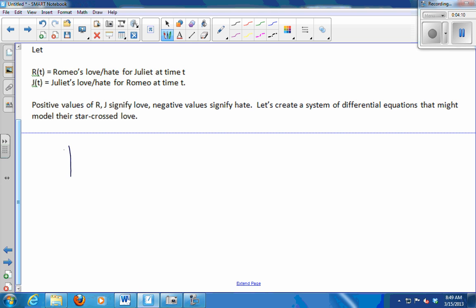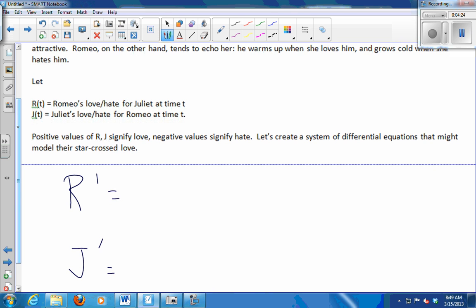Okay, so I'm going to have an R prime and a J prime. Okay, so how Romeo's love changes with respect to time and how Juliet's love changes. Okay, so let's go back and read. Romeo echoes Juliet. So as her feelings increase, so do his. And we can just assume the simplest model possible, proportionality, right? So R prime will be A times J. His feelings strictly depend on Juliet's feelings. As her feelings increase, his do also. A is just a constant, like a constant of proportionality.